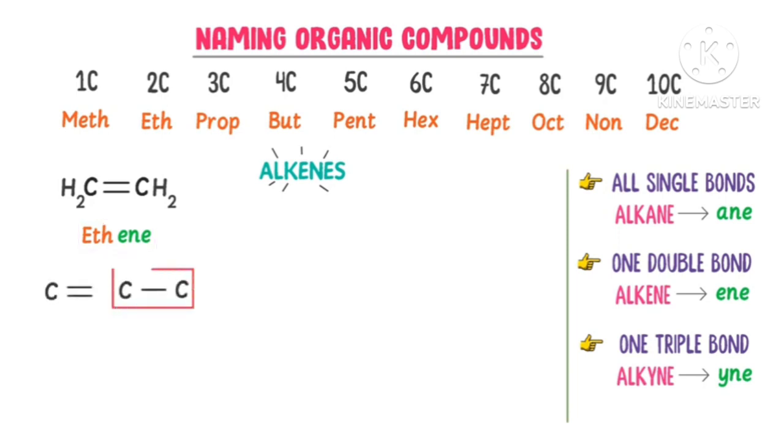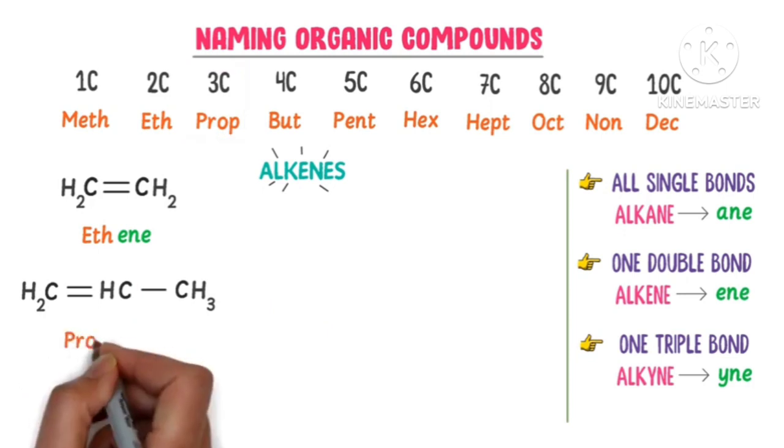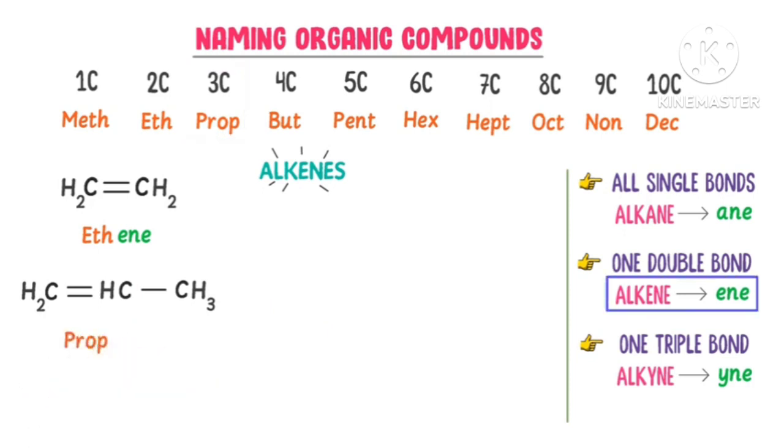Secondly, consider these three carbon atoms. Let there be a single bond between these two carbon atoms and a double bond between these two carbon atoms. This carbon has formed two bonds. I write CH2. This carbon has formed three bonds. I write only CH. This carbon has formed one bond. I write CH3. There are three carbon atoms present in this molecule. I write prop. There is one double bond. I write ene. So I get propene.